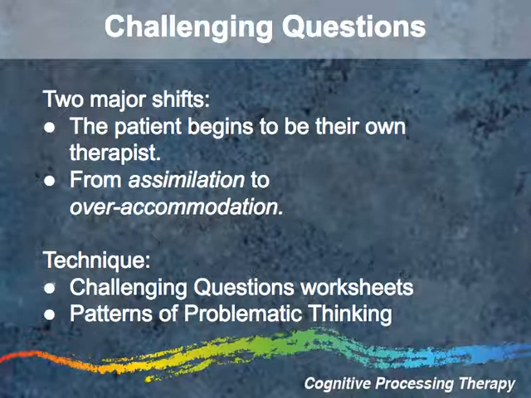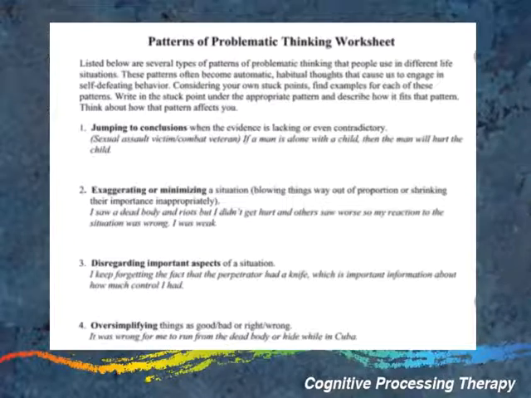The next therapeutic technique involves using patterns of problematic thinking worksheets. Again, have a look at our handout for one of those. Here are a few examples from the Patterns of Problematic Thinking worksheet. In addition, there is overgeneralizing, mind reading, and emotional reasoning.